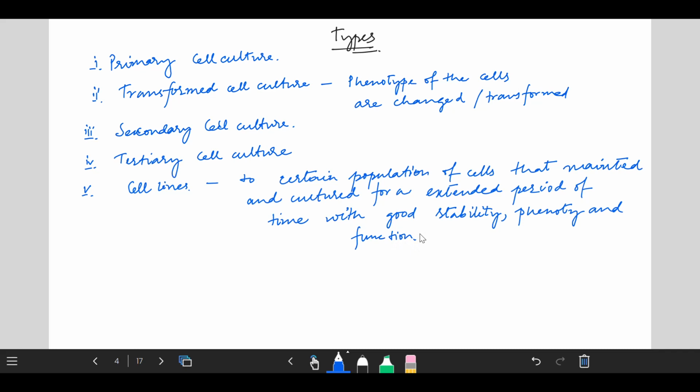The popular cell line which is mainly used is known as the HeLa cell line. It is a cervical cell line culture which is collected from a patient named Henrietta Lacks. Okay. Now, what are the general procedures?